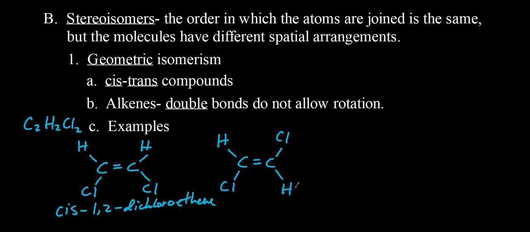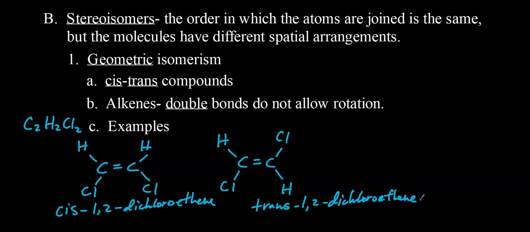We can draw it this way. And again, it's not about drawing, it's actually about these molecules having this arrangement of atoms. This time the chlorines are opposite of each other, pointing in opposite directions. Like in the previous example, the 2 chlorines were pointing in the same direction. So this one is trans 1,2-dichloroethene.